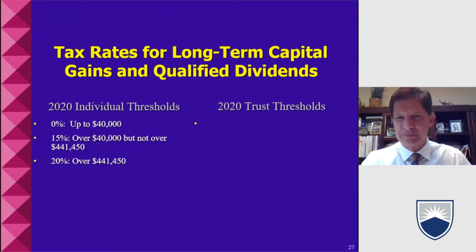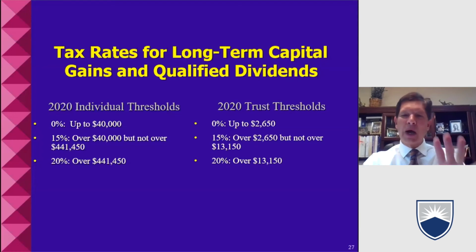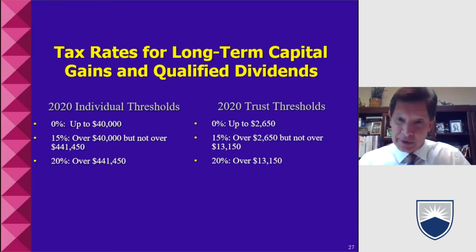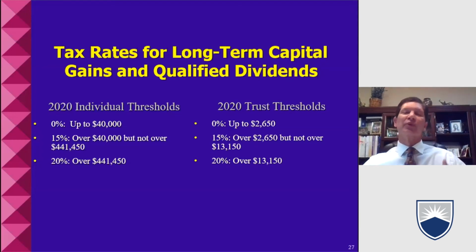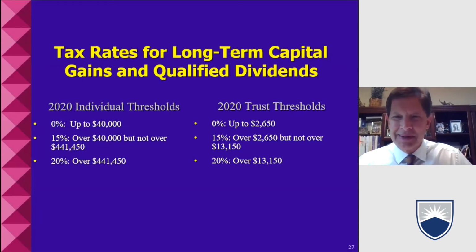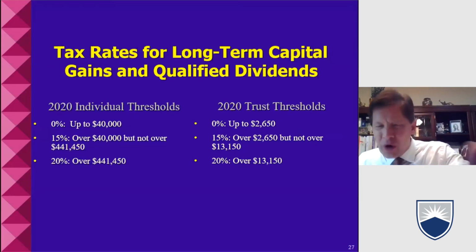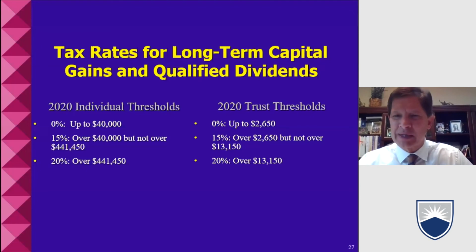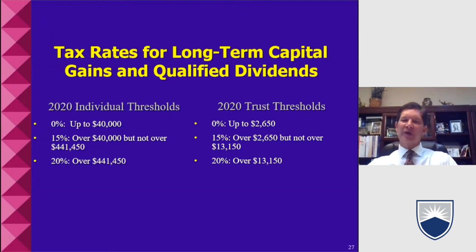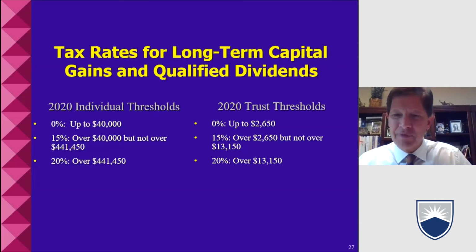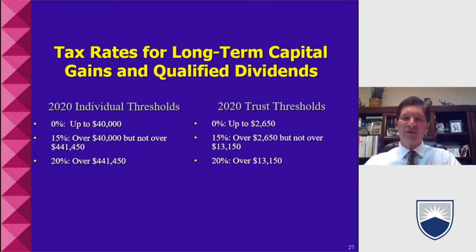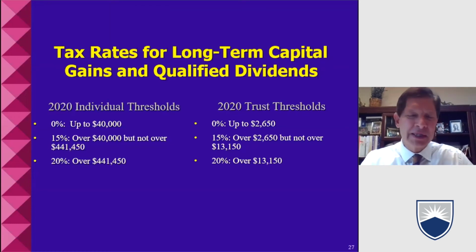So look at the rates. This is why the trust rules are pretty scary and why the Secure Act was really a blessing. When you look at the tax rates for long-term capital gains and qualifying dividends, far more beneficial using the individual rates than the trust rates. The 20% rate for a trust would kick in if your taxable income exceeds $13,150 in a trust, $441,450 on an individual return.